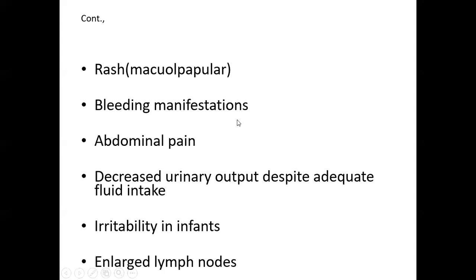Bleeding manifestations, abdominal pain, reduced urinary output, irritability in infants, and enlarged lymph nodes. So this is the classical presentation of dengue fever.